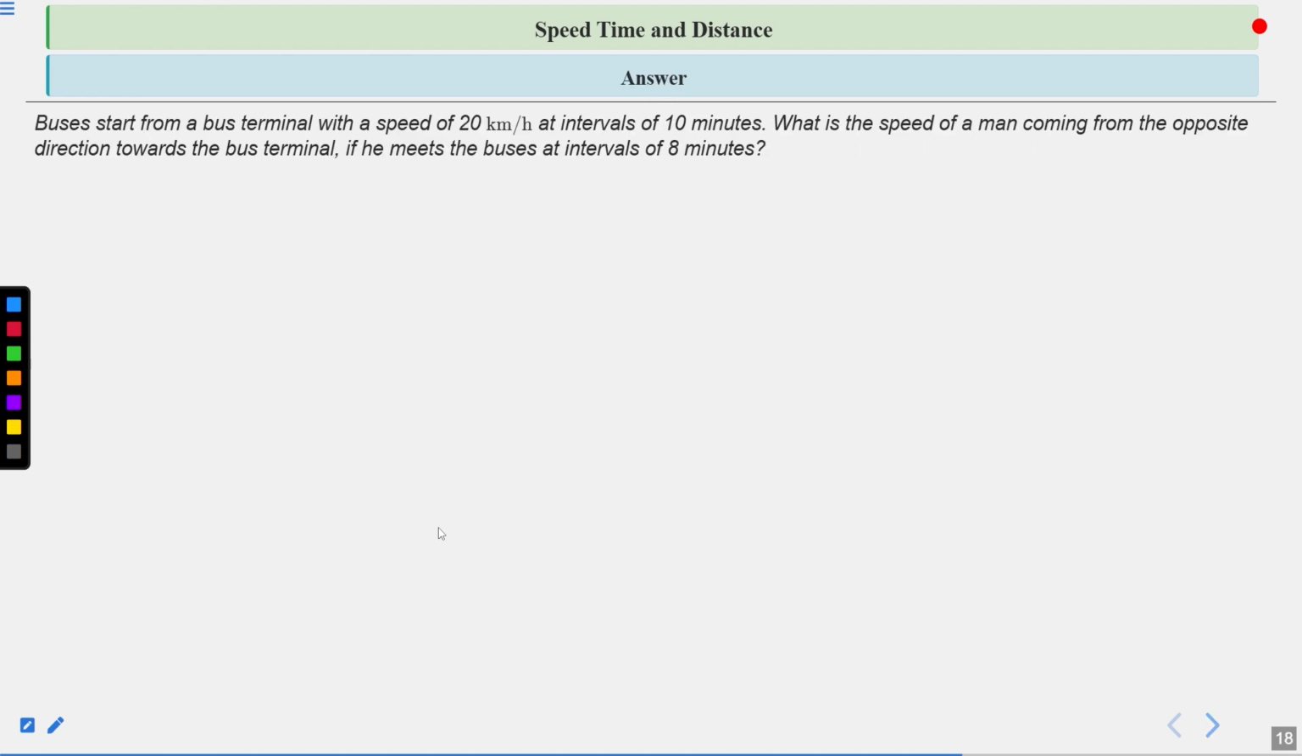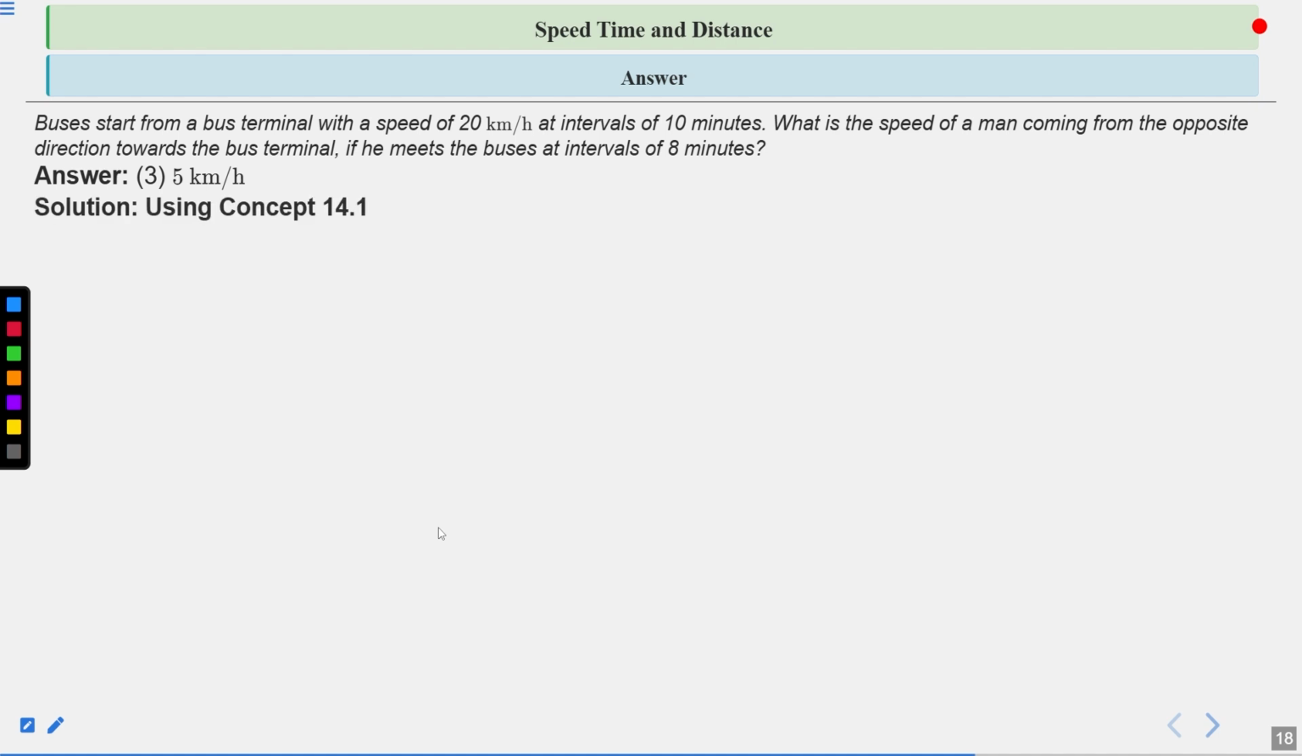So the question says that buses start from a bus terminal with a speed of 20 km per hour at an interval of 10 minutes. What is the speed of the man coming from the opposite direction towards the bus terminal if he meets the buses at an interval of 8 minutes? So it means the man travels 2 minutes. So the correct answer of this question is the third one, which is 5 km per hour. So the speed of the man is 5 km per hour.